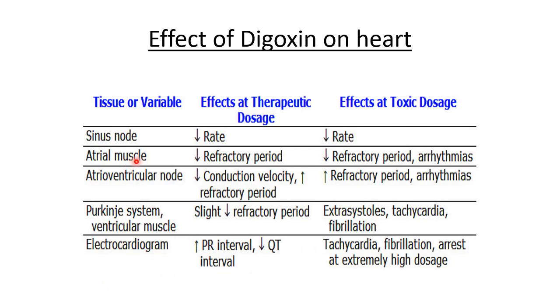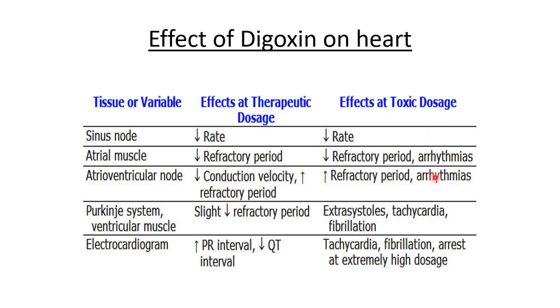Then atrial muscle. In atrial muscle, the action potential depends mainly on the calcium ions. So if calcium ions are increasing, action potentials will be generated rapidly and the refractory period would decrease. Same would be the case in Purkinje system and ventricular muscle. Because of increase in intracellular calcium, the refractory period would decrease because it will contract frequently.